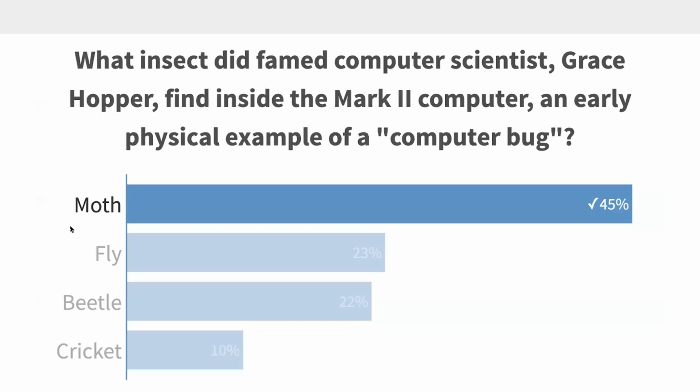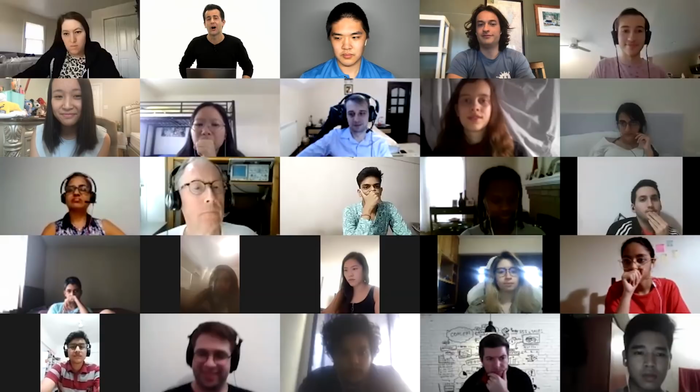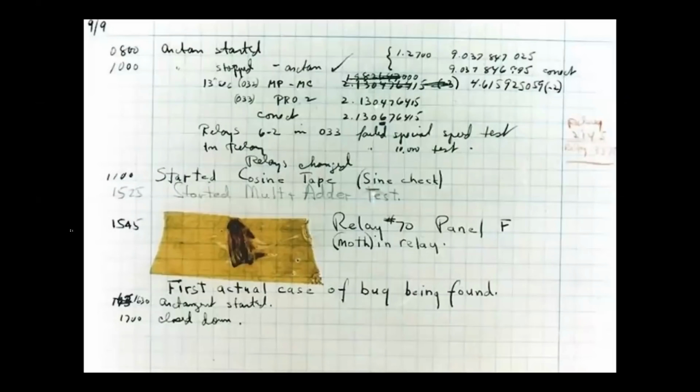But let's have Josh speak to exactly why we're even talking about bugs in the first place. Yeah, so Grace Hopper discovered a physical moth in the workings of the machinery of the Mark II computer. This is an early example of what we now call a computer bug, but in this case, it was actually a physical one, which is pretty funny. And what you're seeing there is a photograph of her journal and the actual insect taped to it.